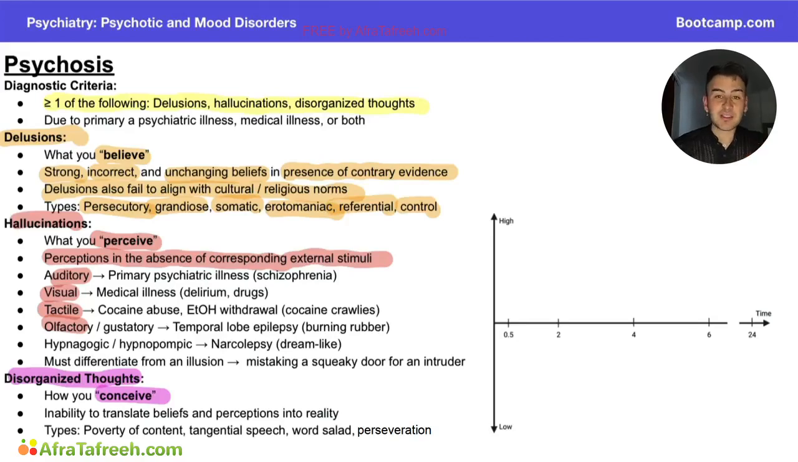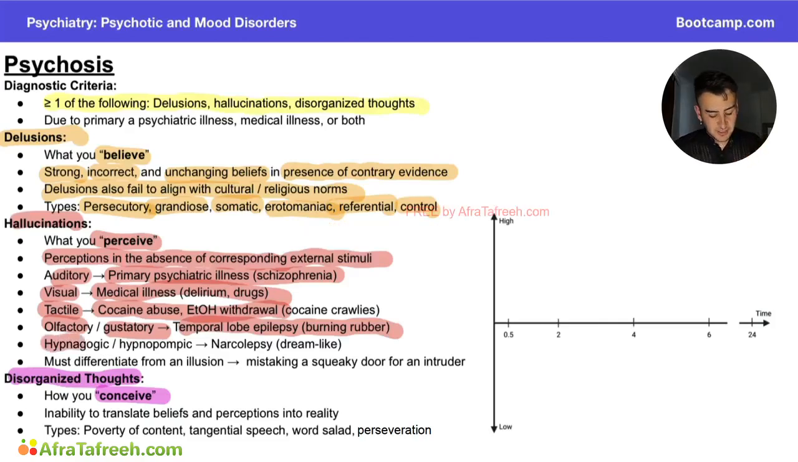Now, I want to drill down specifically into how each of these tends to present. In auditory hallucinations, these are usually due to primary psychiatric illness, i.e. schizophrenia is a great example. In terms of our visual hallucinations, these are usually due to a medical illness, so be on the lookout for delirium or drugs or long ICU stays, some sort of underlying electrolyte imbalance. Those could cause visual hallucinations. Now, in terms of tactile, I want you to be thinking about cocaine and alcohol withdrawal. Those are what's classically going to be causing tactile hallucinations on exam. Now, in terms of olfactory and gustatory, this is classically going to be temporal lobe epilepsy, and they classically describe this as smelling or tasting a burning rubber scent or taste.